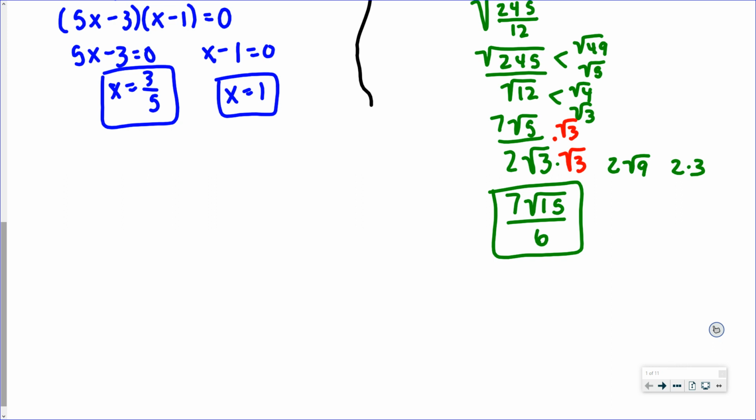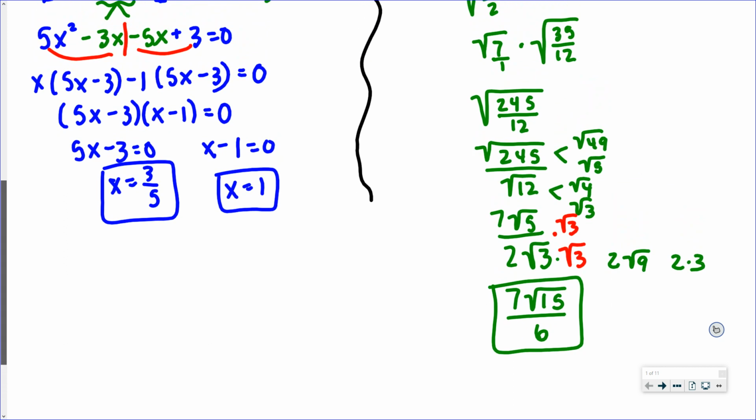There are different ways you can go about that too. It doesn't have to be step-by-step like I did. But that's just the process I do every time. First, I multiply or divide them, I get them all together, and simplify if I can.